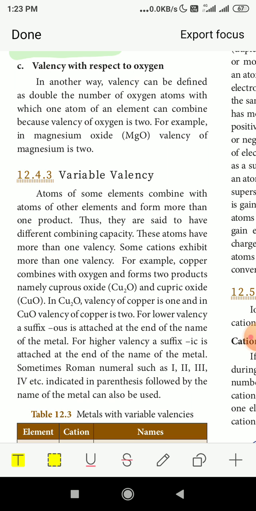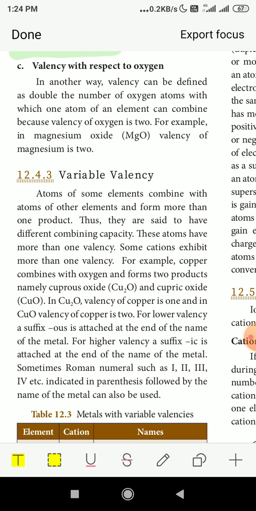For example, copper combines with oxygen and forms two products, namely cuprous oxide, Cu2O, and cupric oxide, CuO. Copper combines with oxygen and forms two products: one is cuprous oxide and one is cupric oxide.